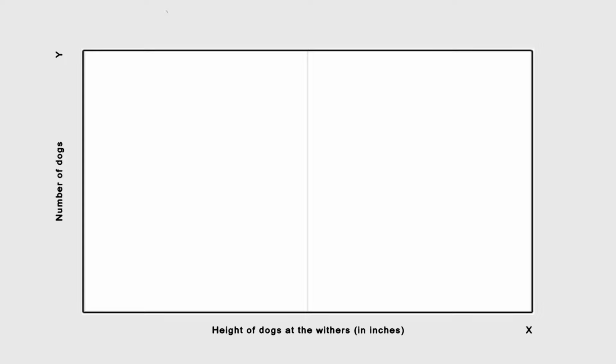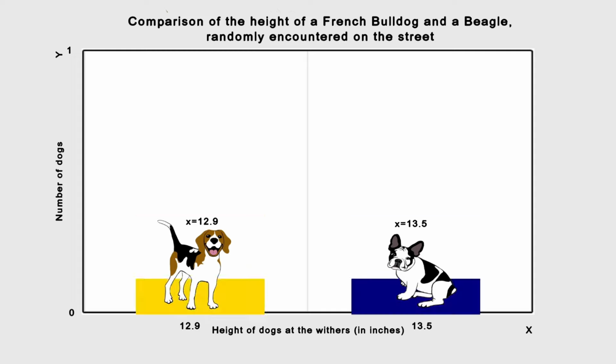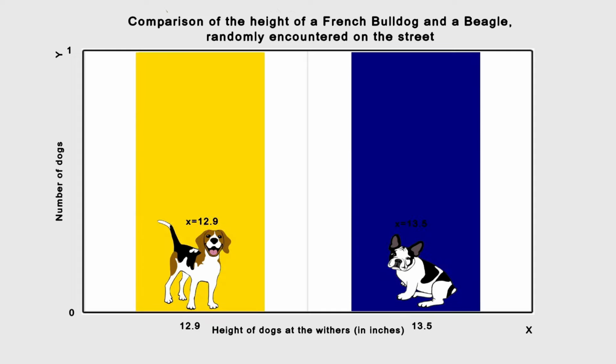First, let's create a coordinate system where the x-axis represents the size of dogs at the withers, and the y-axis represents the number of dogs of that size. We plot the sizes of our dogs. We make a simple but incorrect conclusion that beagles are smaller than French bulldogs.